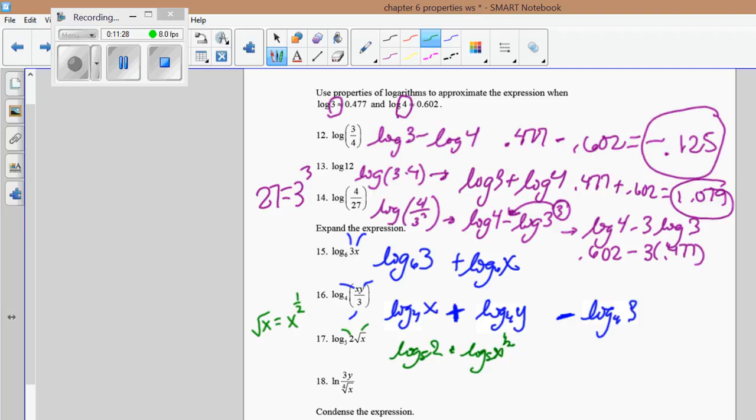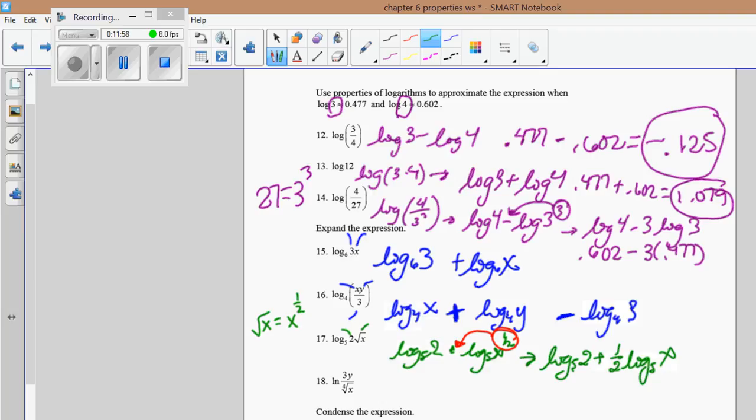The problem is I'm not done. I'm not done because that 1/2 power needs to come down because powers are actually multiplying. Exponents multiply. Math is so crazy. Okay, so here's what we've got. We've got log base 5 of 2 plus 1/2 log base 5 of x. And that's our final answer.